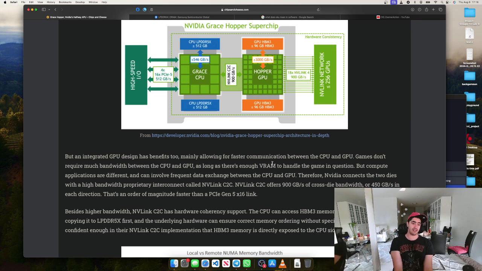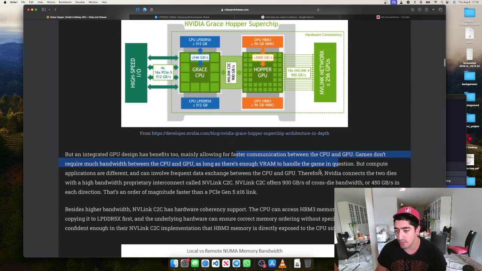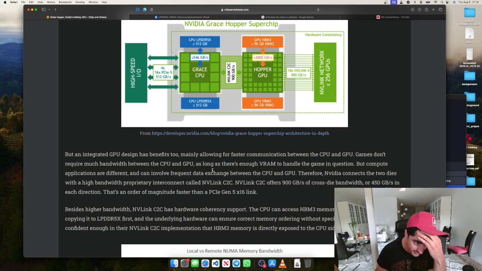But an integrated GPU design has benefits too, mainly allowing for faster communication between the CPU and GPU. Games don't require much bandwidth between the CPU and GPU as long as there is enough VRAM to handle the game in question. But compute applications are different and can involve frequent data exchange between the CPU and GPU. Therefore, Nvidia connects two dies with a high bandwidth proprietary interconnect called NVLink C2C. Chip to chip, I guess.